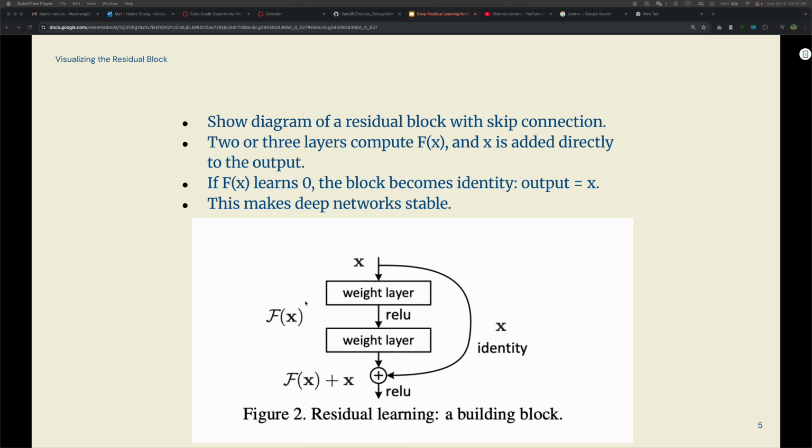Here's what residual blocks look like. The input goes through a few layers, but it also skips those layers and is added directly to the output. As you can see, the X is the identity here. Those identical features skip those weight layers and are then directly added at the end before the output. If the network doesn't learn anything useful, it just passes the input through. So this is why deep residual networks are so stable.